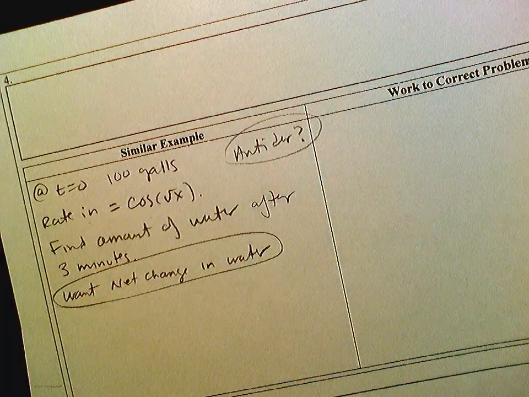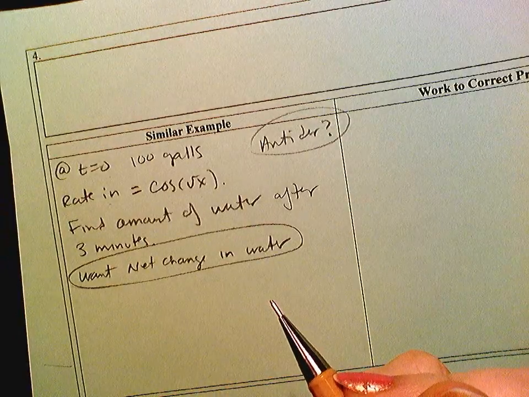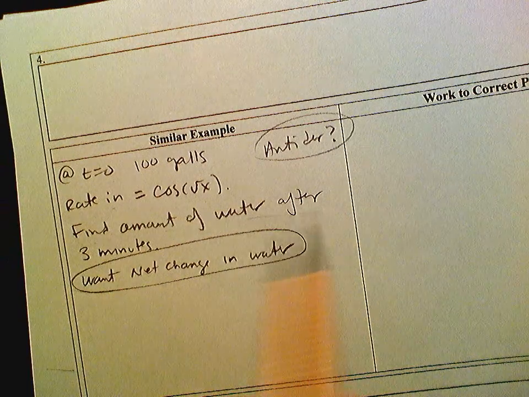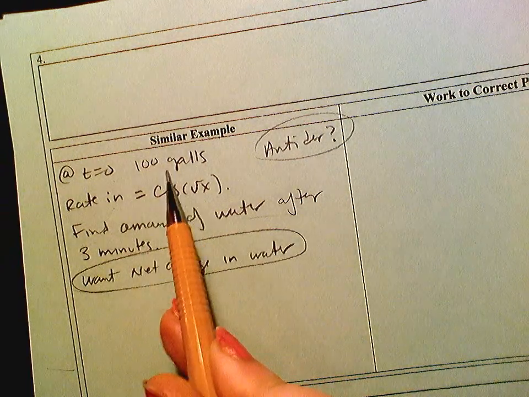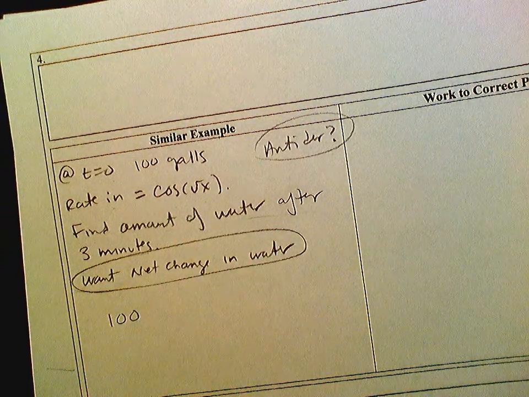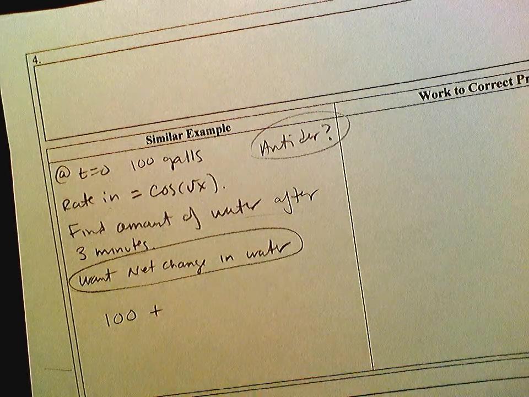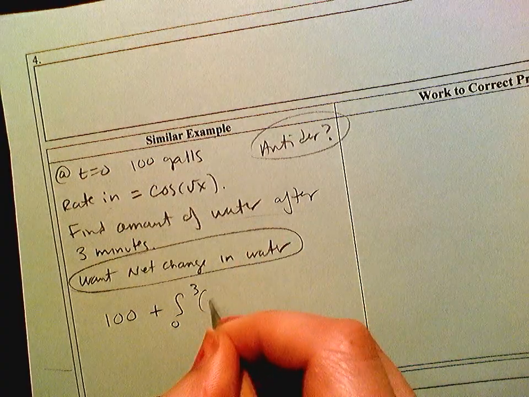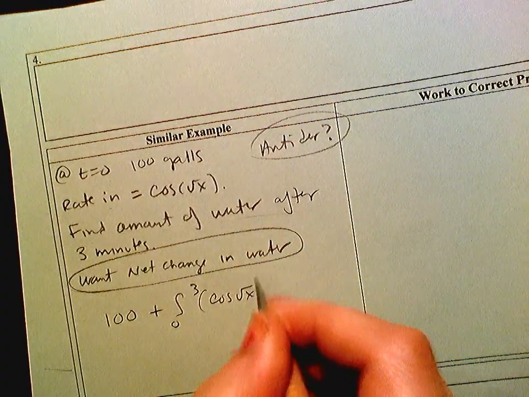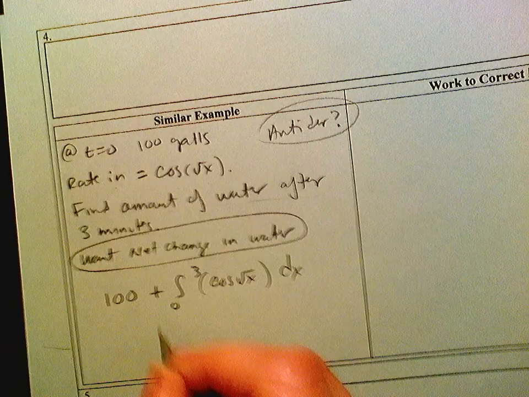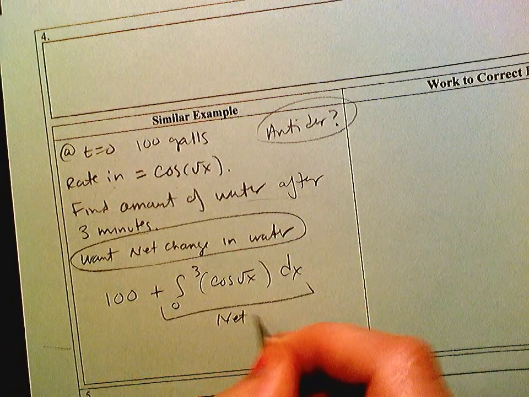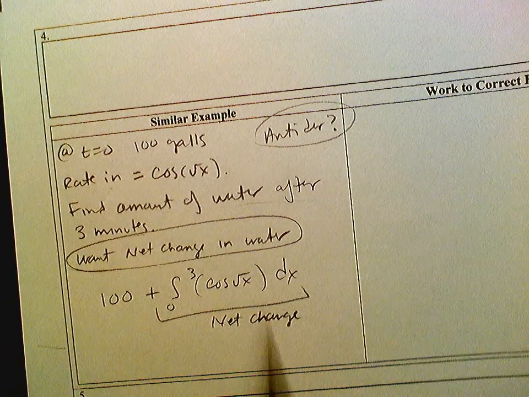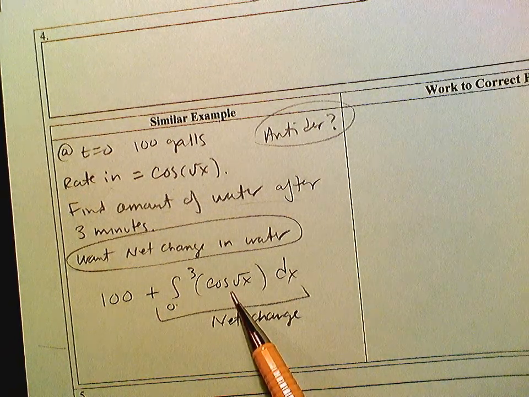So I need to find the amount of water after 3 minutes. We start with 100 gallons, and then we're going to add the net change. In here is going to go cosine of radical x dx. So this is the net change right there. It's the integral of the derivative.